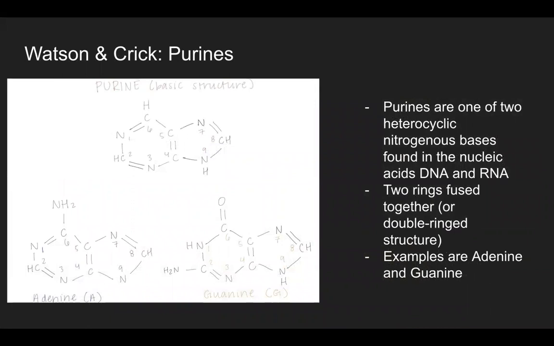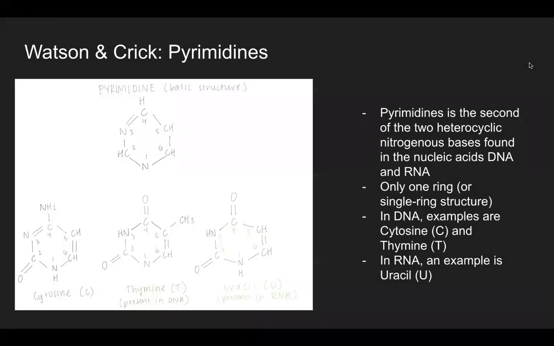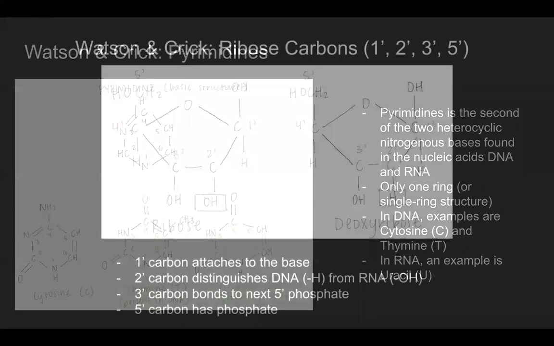Purines are one of two heterocyclic nitrogenous bases found in the nucleic acids DNA and RNA. It is a two-ring structure which can be shown by adenine and guanine. Pyrimidines is the second of the two heterocyclic nitrogenous bases found in the nucleic acids DNA and RNA. It is a one-ring structure, and examples in DNA include cytosine and thymine, and in RNA, an example is uracil.